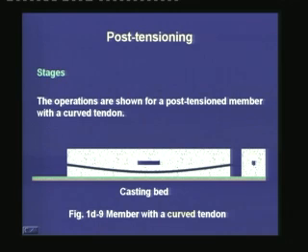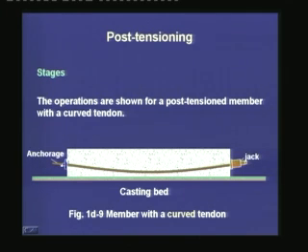In the casting bed, after placing the mold, the concrete is cast with a curved duct inside it. Here you can see that the profile of the duct is curved, and it should be free of any obstacle. Once the concrete has cured and hardened, the tendon is passed through the duct, and the profile of the tendon becomes similar to the profile of the curved duct. Next, we place the anchorages at one end and the jack at the other end.